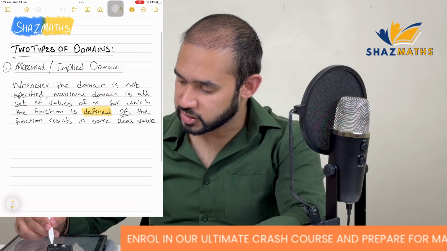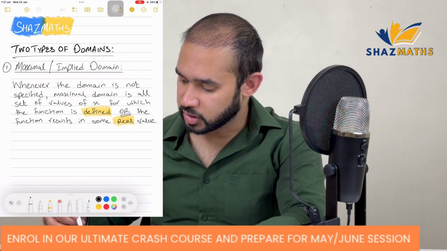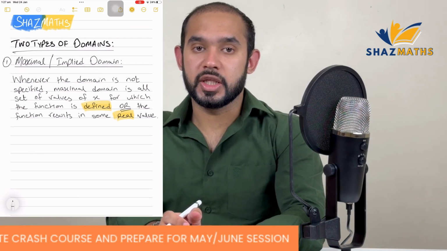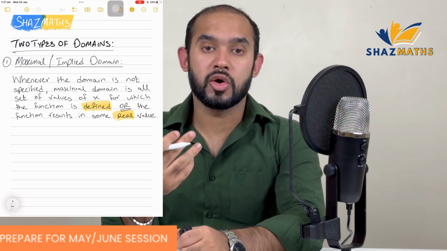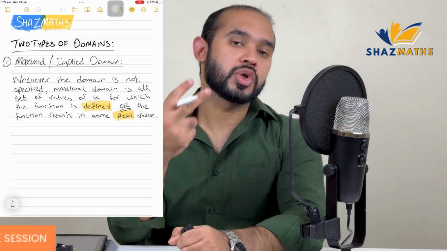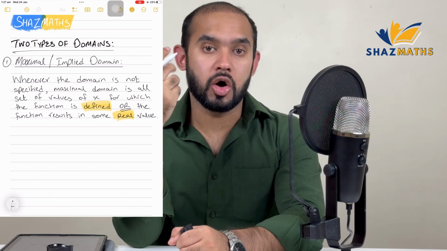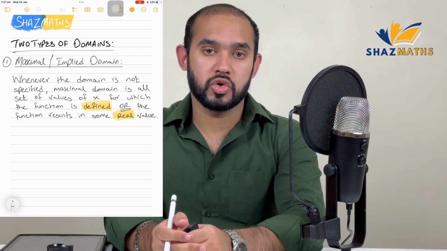Now these two words are very important: defined, and the function has some real value. Alright? So what is a maximal domain? All the set of values of x for which the function is defined or has some real value. Now in mathematics, there will be only two cases where the function will be undefined or will not have real values. Alright, what are those two cases?